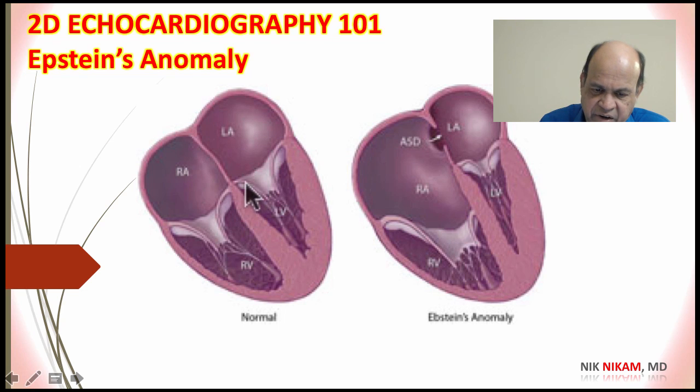Normally, the mitral and the tricuspid valves are almost at the same level, except the tricuspid valve may be a few millimeters below the mitral attachment. But in a patient with Epstein's anomaly, the tricuspid valve is placed way down. As a result, part of the right ventricle becomes atrialized, and that can lead to hemodynamic problems, and sometimes may be associated with an atrial septal defect.